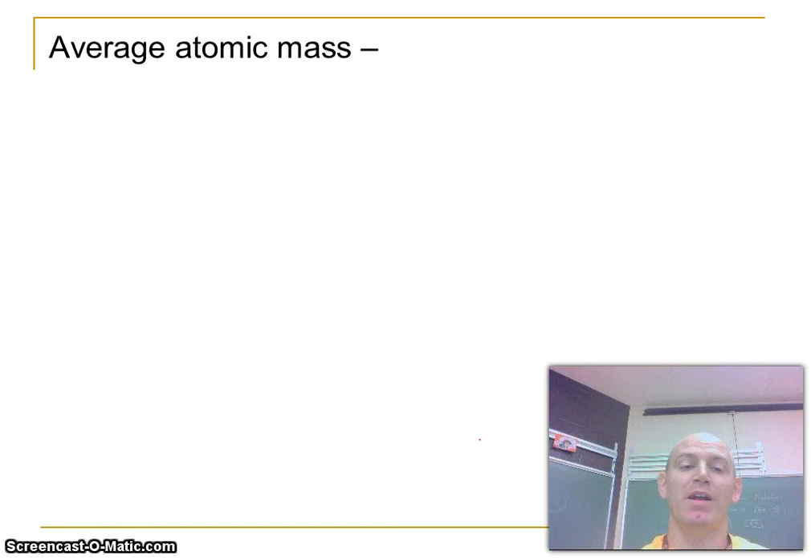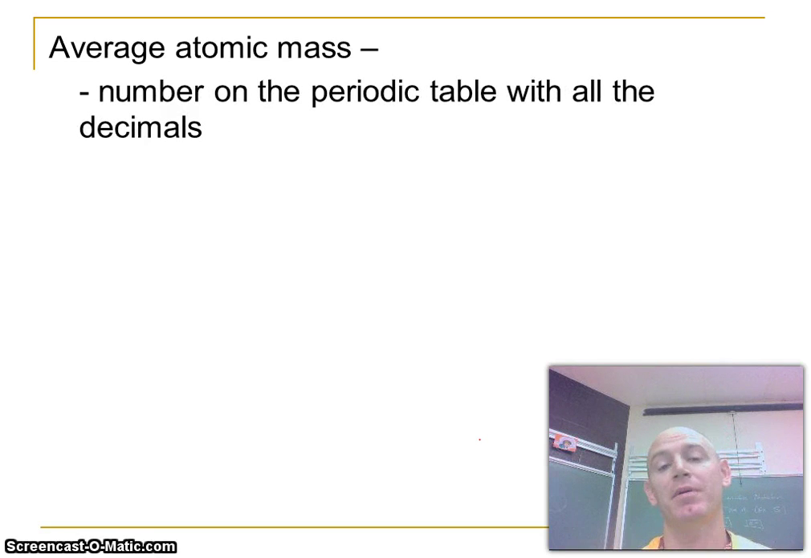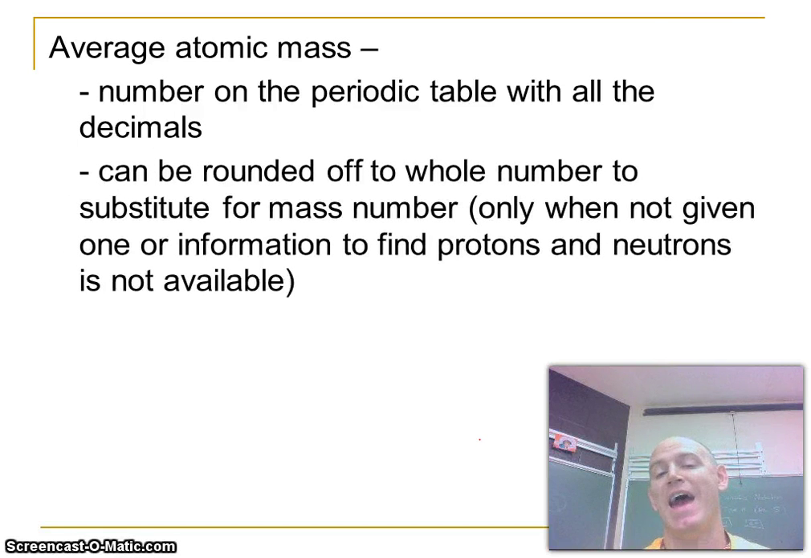We're going to talk briefly about average atomic mass. Average atomic mass is the number on the periodic table with all the decimal points. Basically, it is a weighted average that takes into account all the different isotopes of a particular atom. For example, carbon has carbon 12, carbon 13, carbon 14.